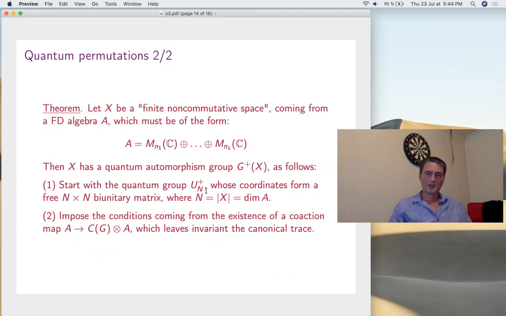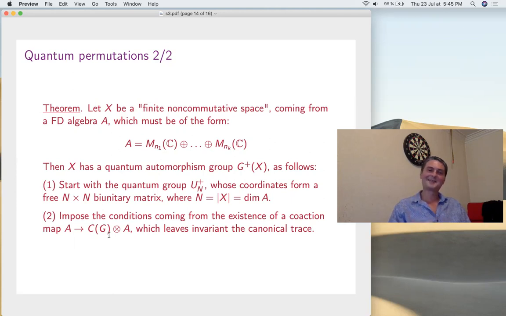That's a quantum group. And then you just have to impose the condition which guarantees the existence of a coaction map, with a little trick here discovered by Wang. So you won't get a universal object in this way. You have to assume that the canonical trace is invariant. The canonical trace is the one on A coming from the left regular representation. So that's somehow the counting measure on your space.